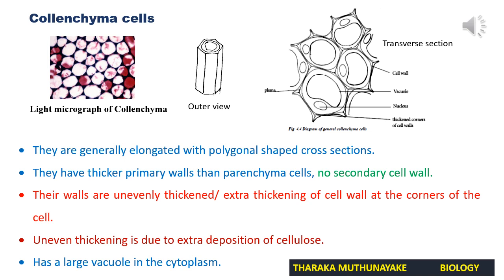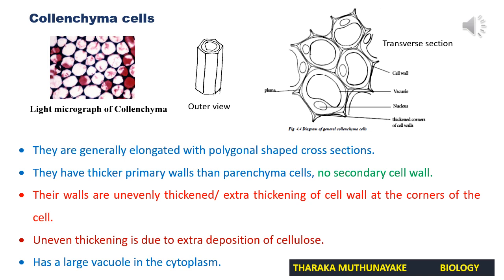The second cell type belonging to the ground tissues is collenchyma. Again, first we will discuss structural features. The first one: they are generally elongated with polygonal shaped cross sections or transverse sections. Look at the diagram. Here the right hand side represents a transverse section. You can observe cells are polygonal shaped in transverse section. And also in the middle you can observe an outer view of a collenchyma cell. It's an elongated cell. And also focus on the light micrograph as well.